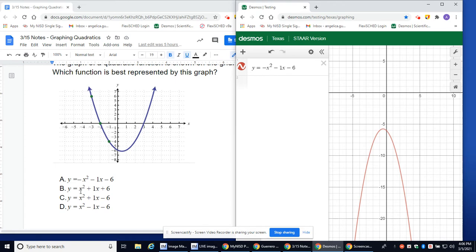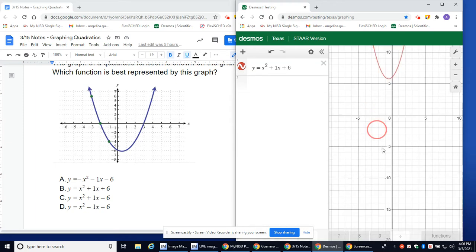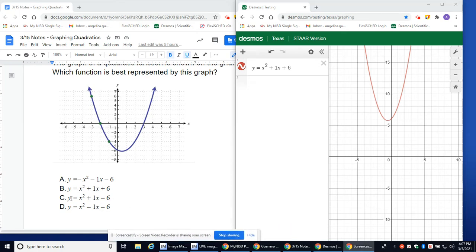Let's try the next equation, x squared plus 1x plus 6. So I'm going to delete the negative. Now when I look at that graph, it is shifted up and it's not crossing the x-axis at negative 2 and 3. There are no x-intercepts here. There are no zeros for this graph. So I know B is not the correct answer. I'm going to move on and choose another answer choice.